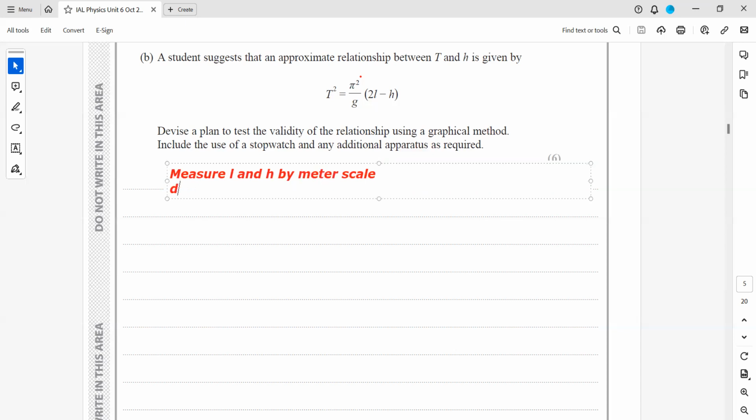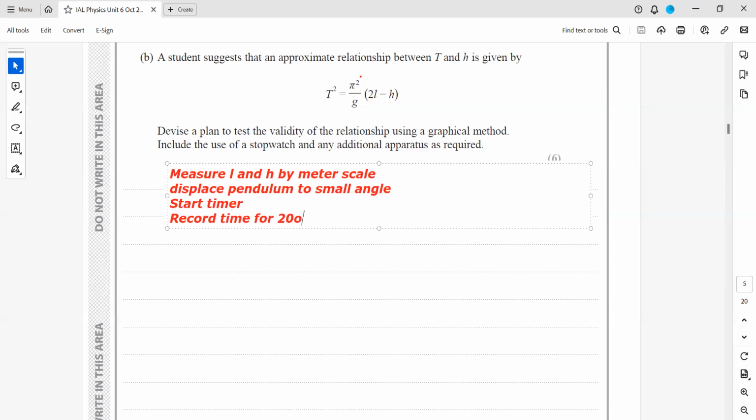So what we'll do, we'll displace the pendulum to a very short distance or to a small angle, then start the timer, and record the time for 20 oscillations. After recording the time for 20 oscillations, to get the time period, we divide the time recorded by the number of oscillations.